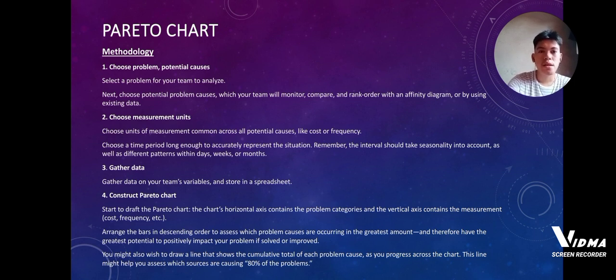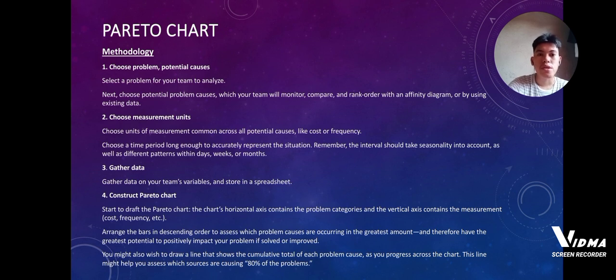Choose units of measurement common across all potential causes, like cost or frequency. Choose a time period long enough to accurately represent the situation. Remember, the interval should take seasonality into account, as well as different patterns within days, weeks, or months. Third is gather data. Gather data on your team's variables and store it in a spreadsheet. And the last one is construct the Pareto chart.